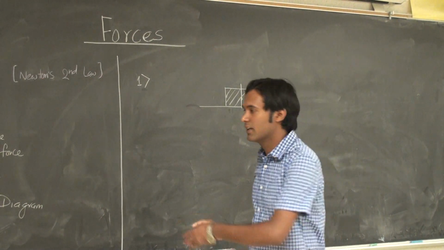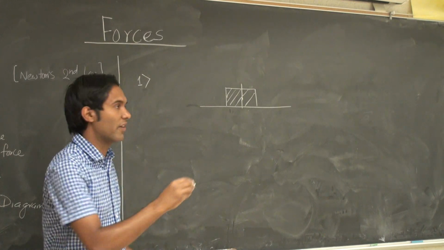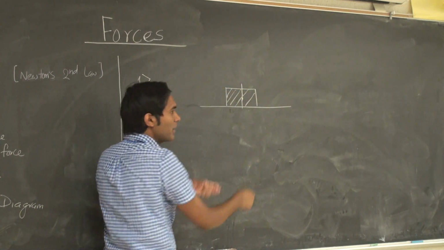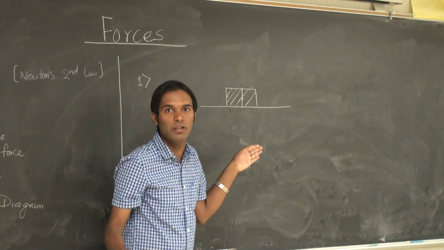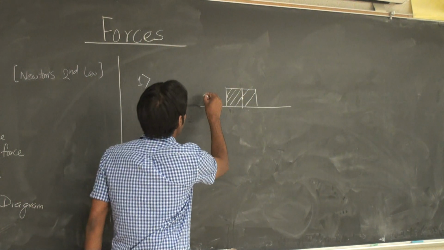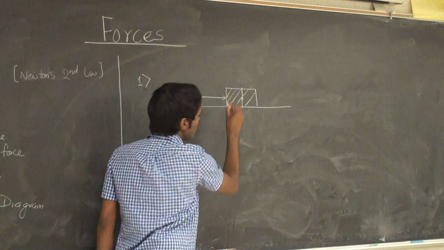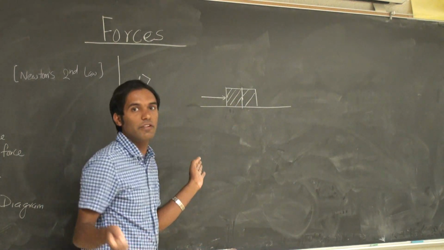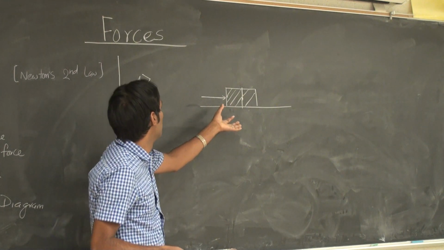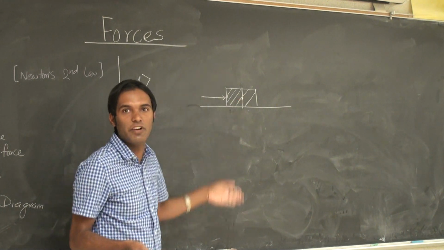Now you have applied force towards the right. The same box is placed on a horizontal surface, and this is the force you have applied. And what are the different forces acting on this box in the free body diagram?